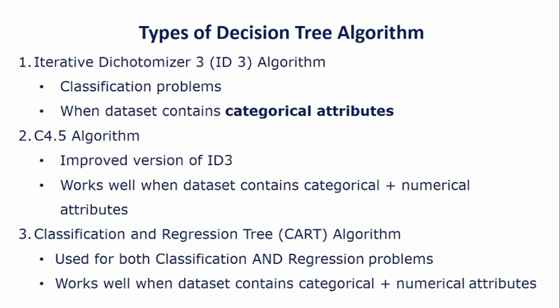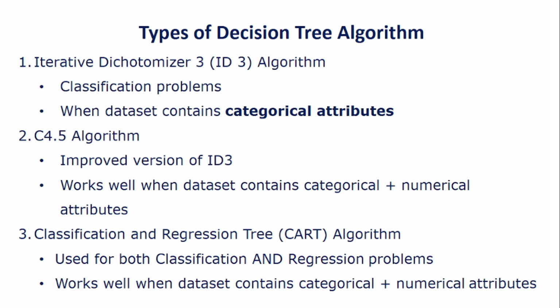Coming to C4.5 algorithm, it is an improved version of ID3 algorithm. It works well when the dataset contains both categorical and numerical features. The application of C4.5 algorithm is mainly in medical diagnosis, credit approval, etc. The splitting methodology in C4.5 uses gain ratio and it mainly handles continuous values. As special features, it handles missing values and uses pruning to reduce overfitting.